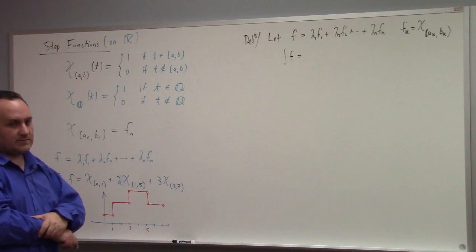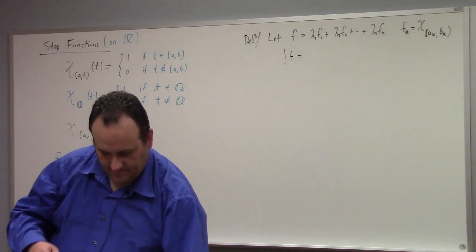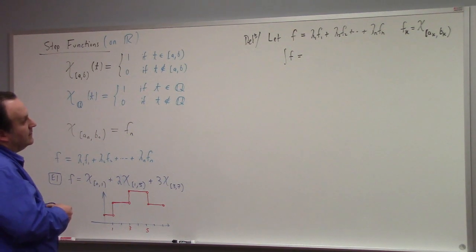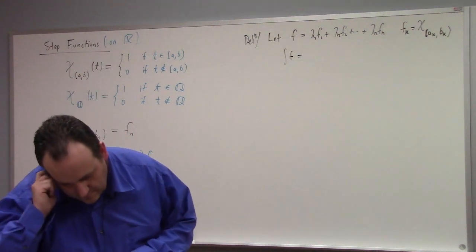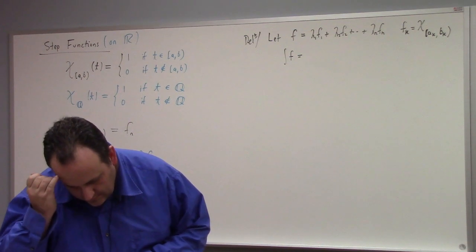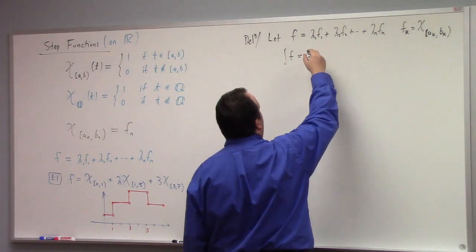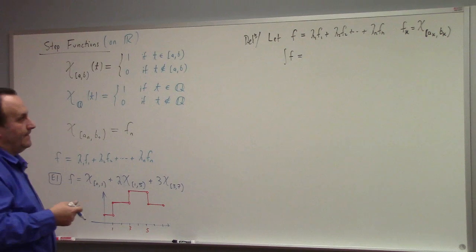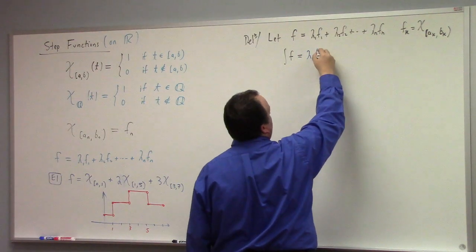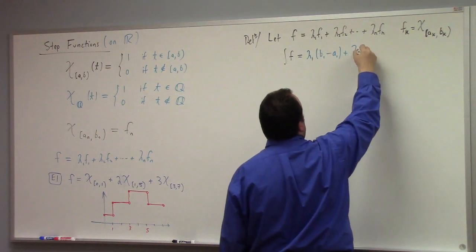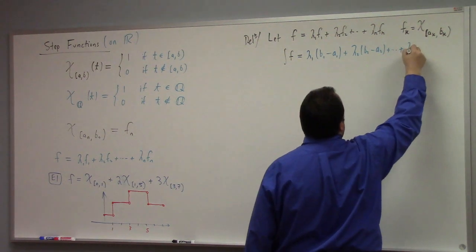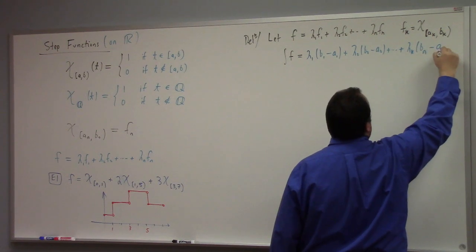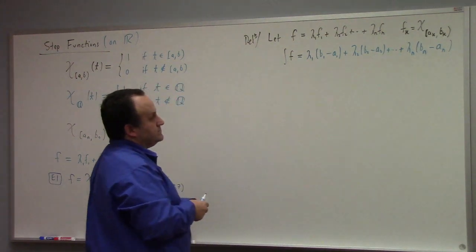How would you define that integral? Let's see here. So what is it then? So lambda 1 times b1 minus a1, right? Plus lambda 2 times b2 minus a2, plus and so on, plus lambda n times bn minus an. Oh, n, my bad, n. All right. So that would be the integral.